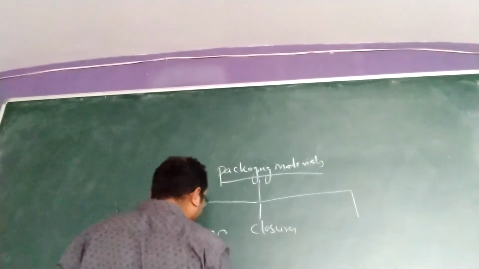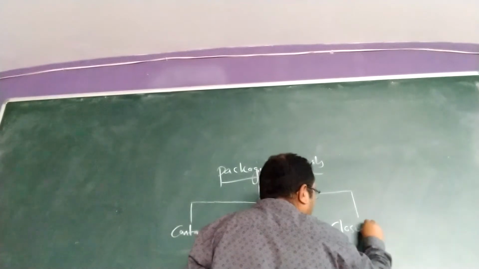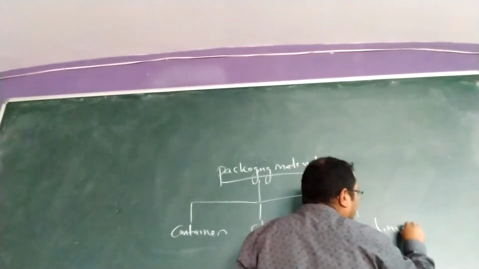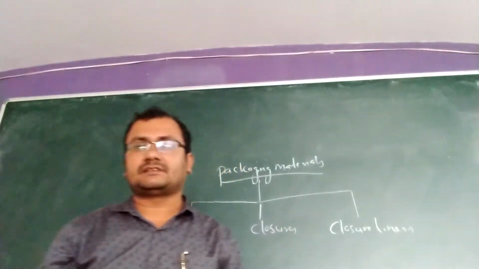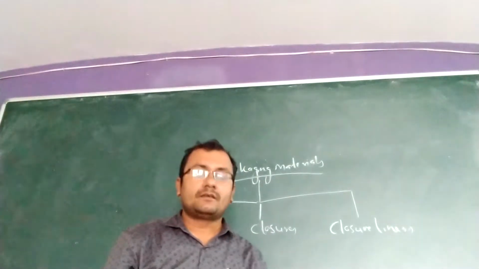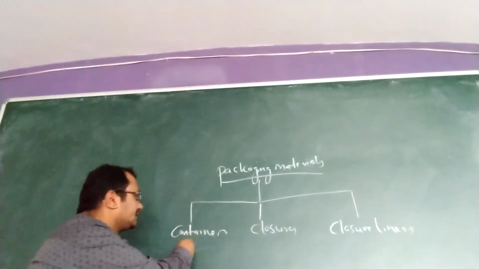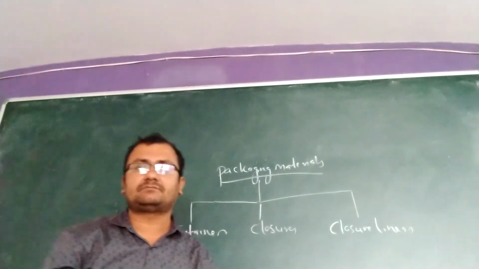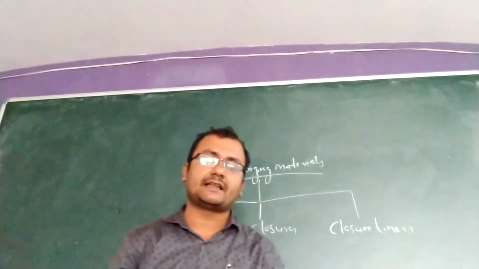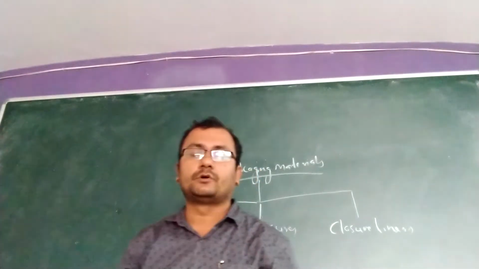closures, and closure liners. So these are the three types. Generally, we are classifying it. But with this, there are different types of containers. In this container system, different types of materials we are using, like it may be glass, it may be plastic, it may be metal, or it may be different types of papers and boards.